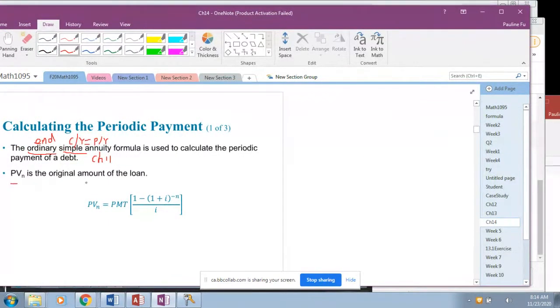The present value of the original loan. This is the present value of original loan.